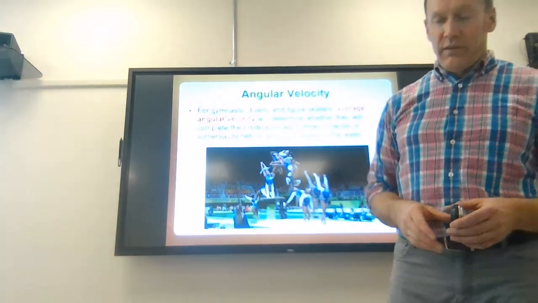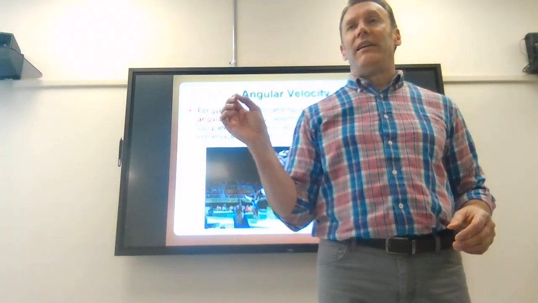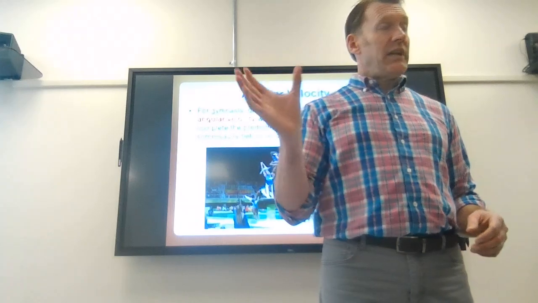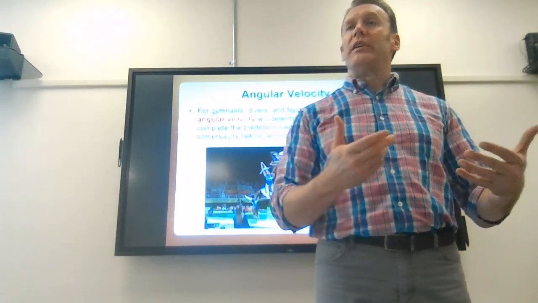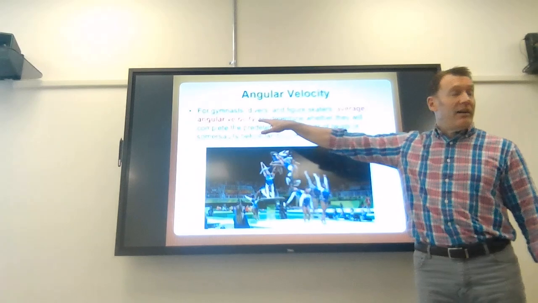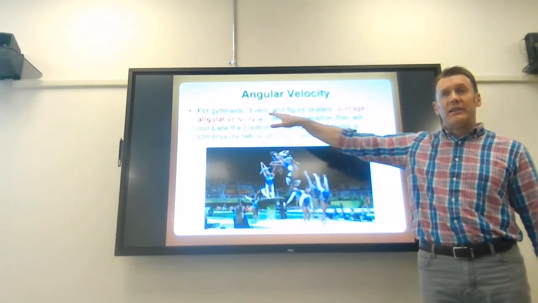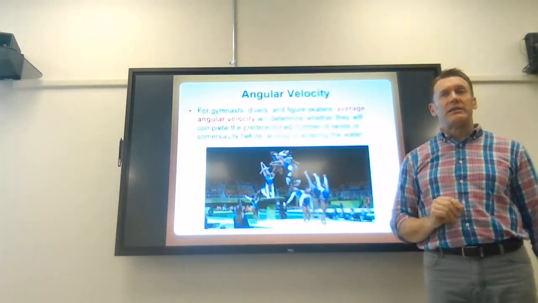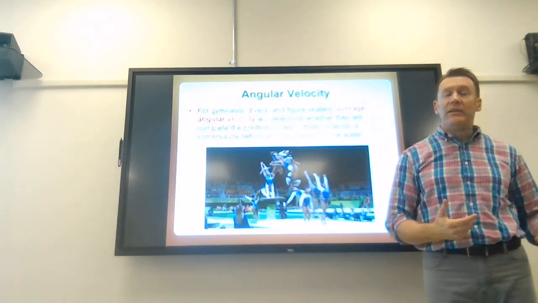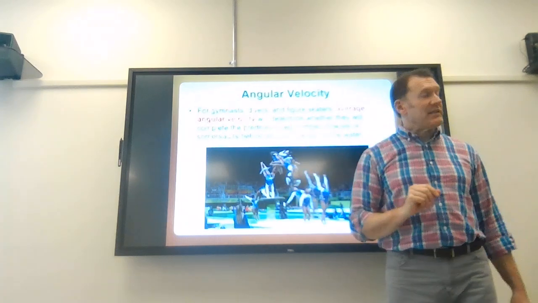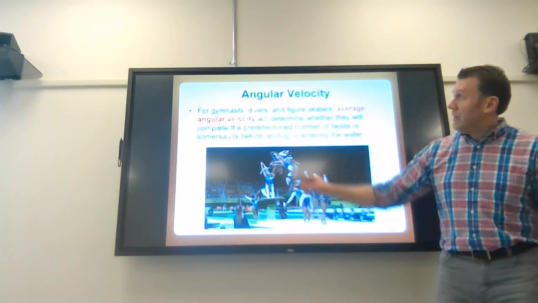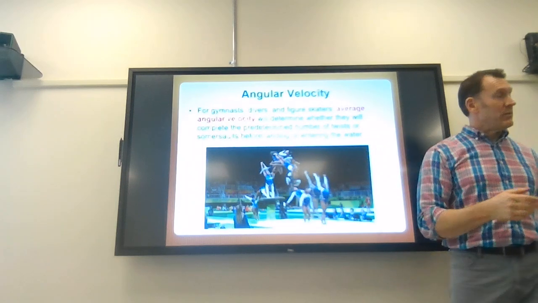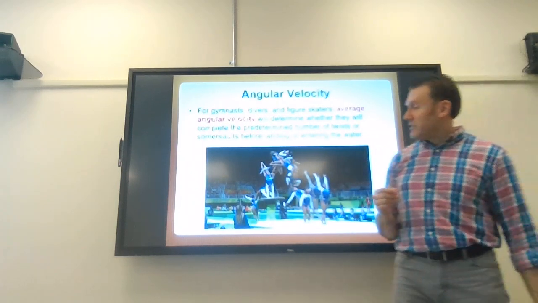So with chapter three, we talked about the impulse momentum relationship. In chapter seven, we'll look at it from an angular standpoint, where we have the relationship between the torque and the change in angular velocity. It's the same concept, only looking at it from an angular perspective. The more torque you can apply, the greater the angular velocity will be. And if you have greater angular velocity, the greater the chance that you're completing the predetermined number of twists or somersaults. So it all begins with the application of torque.